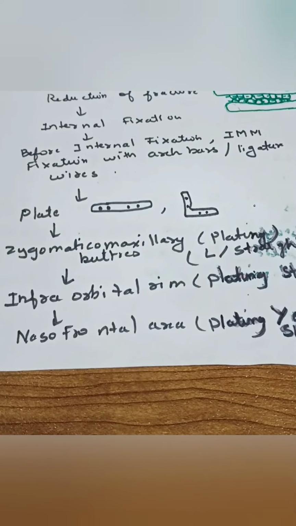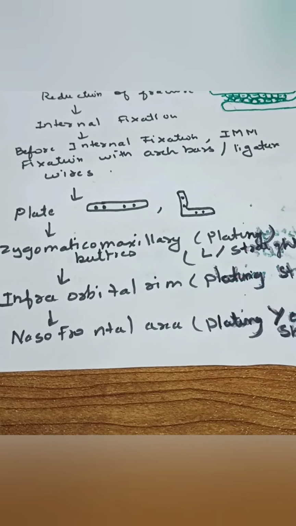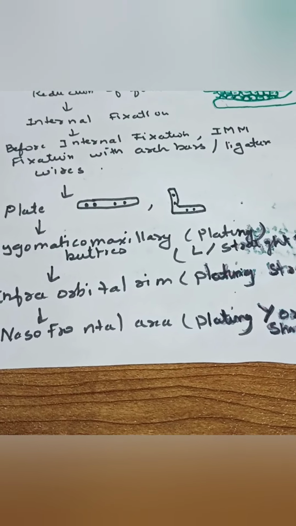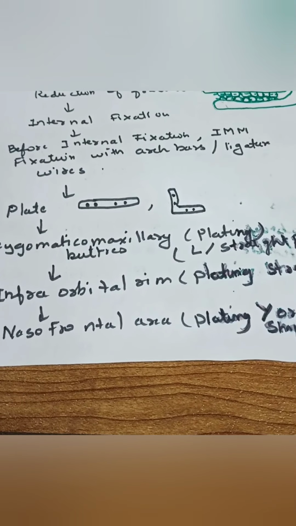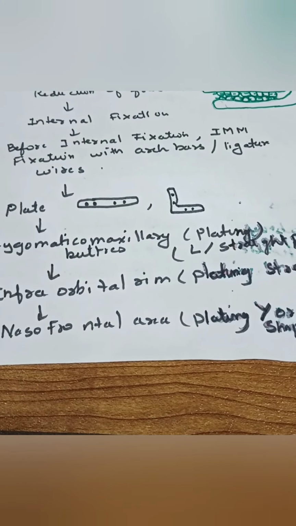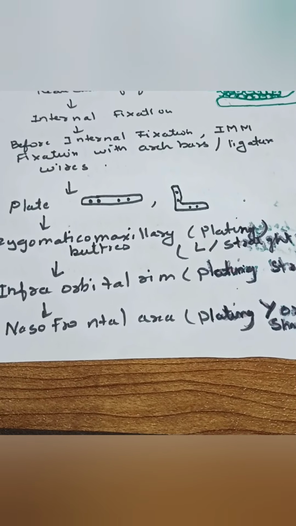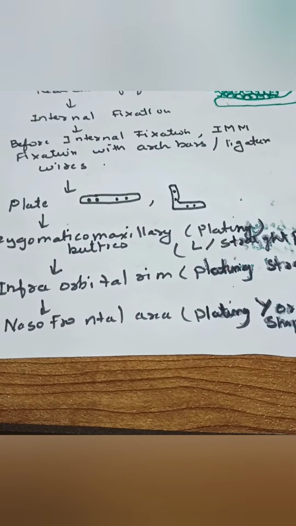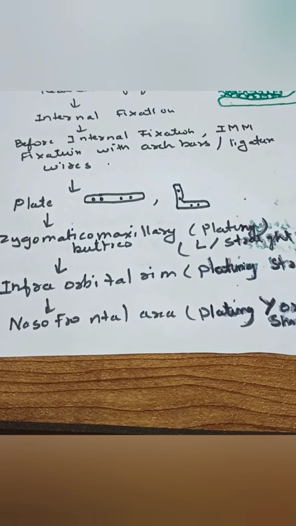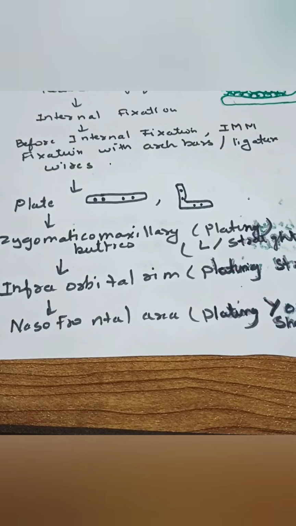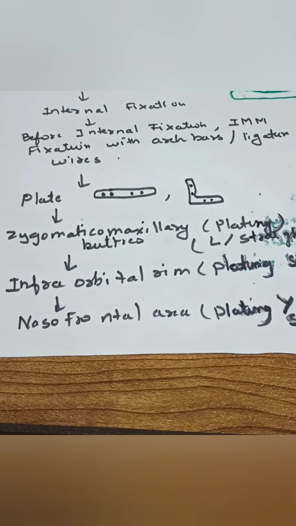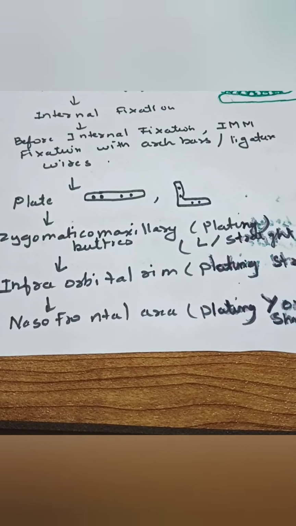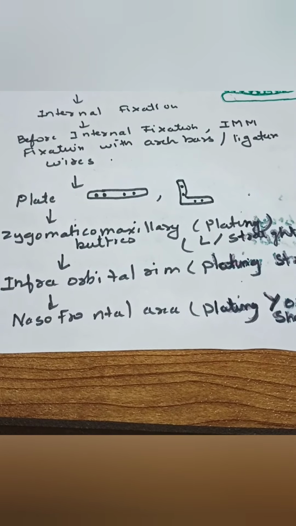So once, with the help of the forceps, you reduce the fracture site and bring the fractured fragments together, then you have to do internal fixation. After intermaxillomandibular fixation, once you open with the surgical approach, you have to fix the plates. Okay, the plates which we use for Le Fort fractures are either straight plates or L-shaped plates. These are mini plates which can be made of stainless steel or titanium.